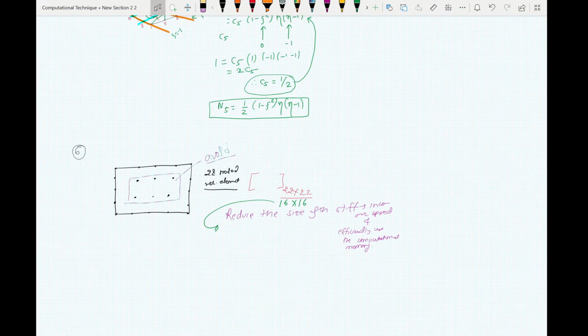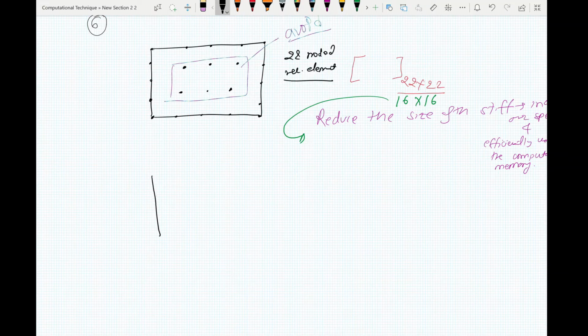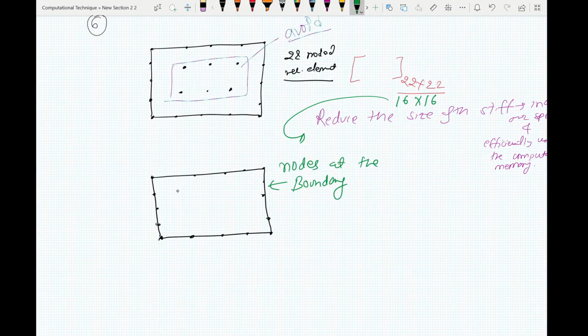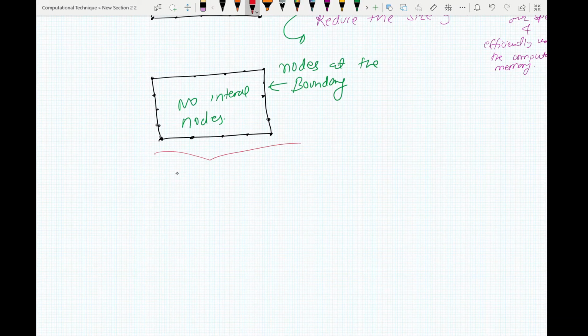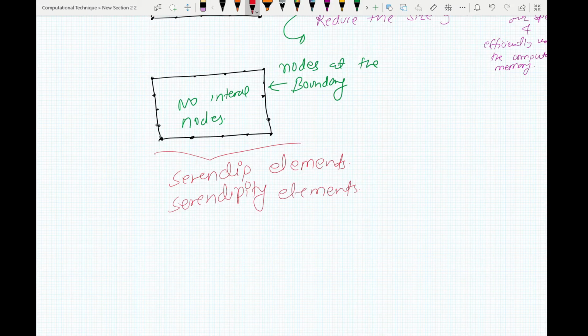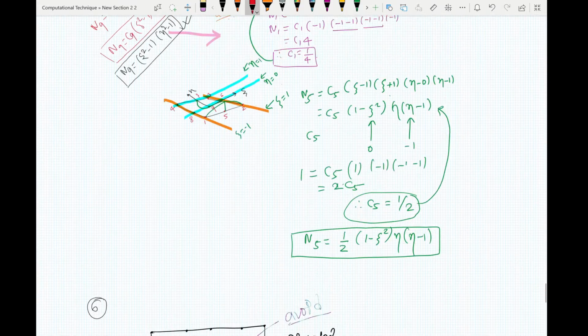We can avoid this by assuming elements like this having only the boundary nodes. It will have no internal nodes. Such elements are known as serendip elements, or serendipity elements. Now for this case also we can obtain our shape functions.